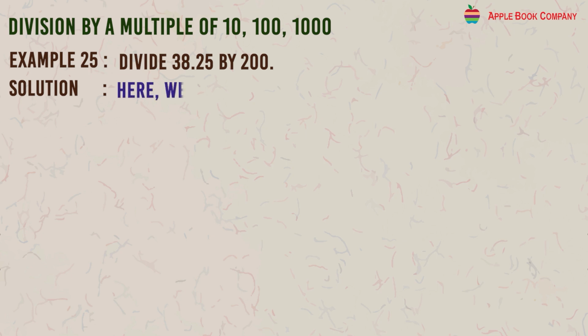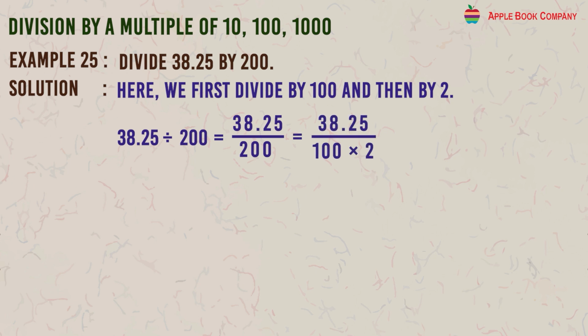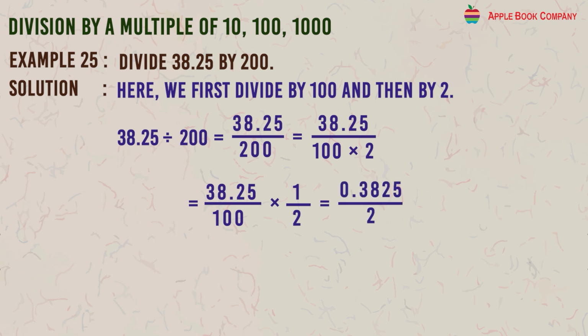Example 25. Divide 38.25 by 200. Solution. Here we first divide by 100 and then by 2. Therefore, 38.25 divided by 200 can be written as 38.25 divided by 100 into 2. 38.25 by 100 into 1 by 2 is equal to 0.3825 by 2, which is equal to 0.19125.